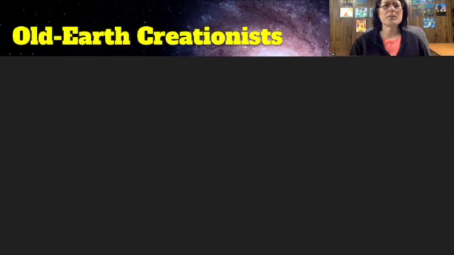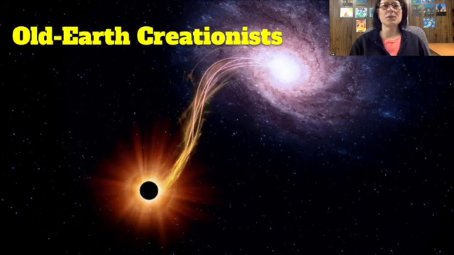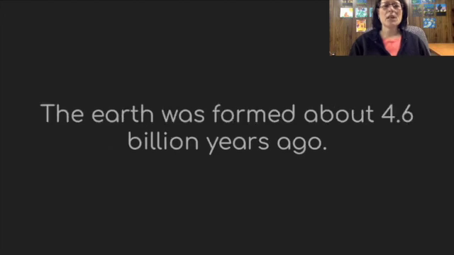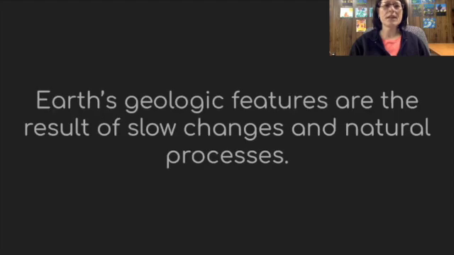The other view is the old Earth creationist view. Now this view sticks more to the science and scientific discoveries. So an old Earth creationist would say that God made the stars and planets 12 to 15 billion years ago. The Earth was formed about 4.6 billion years ago. And Earth's geologic features are the result of slow changes and natural processes. So they are taking more the discoveries of science and trying to fit them into the Bible.